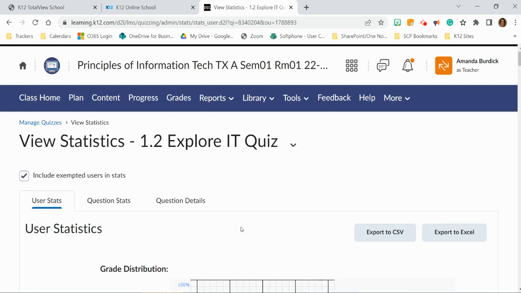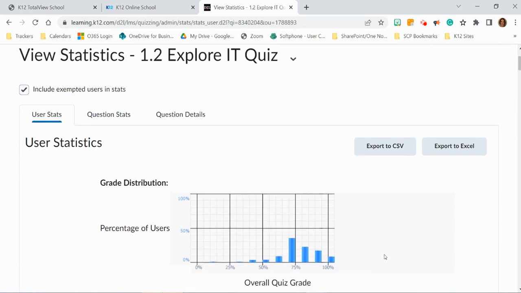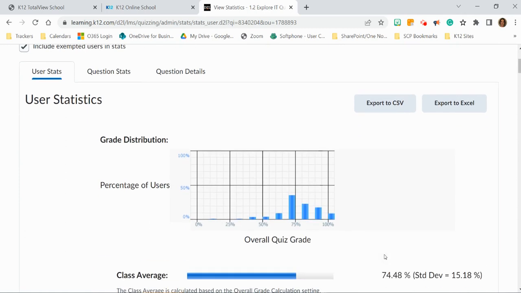Under the statistics tab, there's quite a few things, information that we can gather from this. You'll notice that there are three tabs: user stats, question stats, and question details. On the user stats page, you're going to get an overall score for each of your students, as well as your overall class average, and where each student, or a percent of students, fell into certain grade bands.